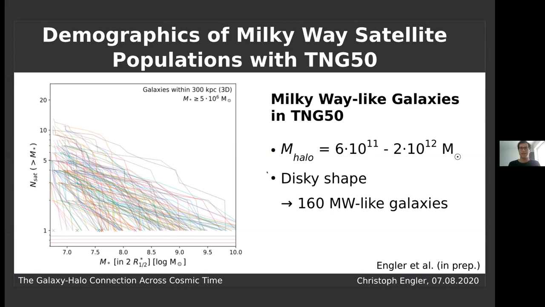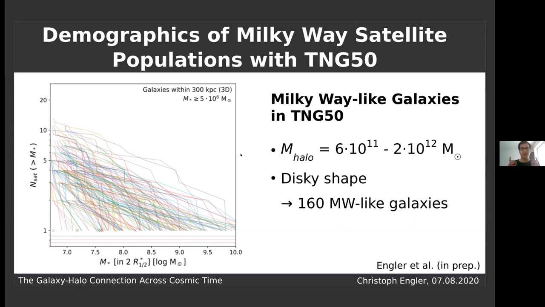So we define satellites as all galaxies within 300 kiloparsec of their host. And for this, we also require them to have a minimum stellar mass of 5 times 10 to the 6 solar masses. And as you can see, we have a huge diversity here. We have everything from systems with no satellites whatsoever, which are the curves below 1, up to 10, 11, 12 satellites.